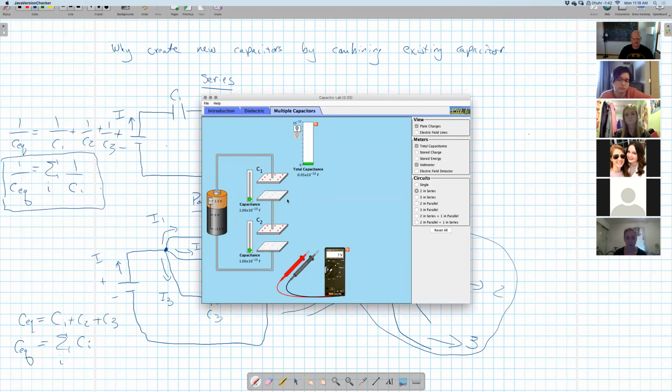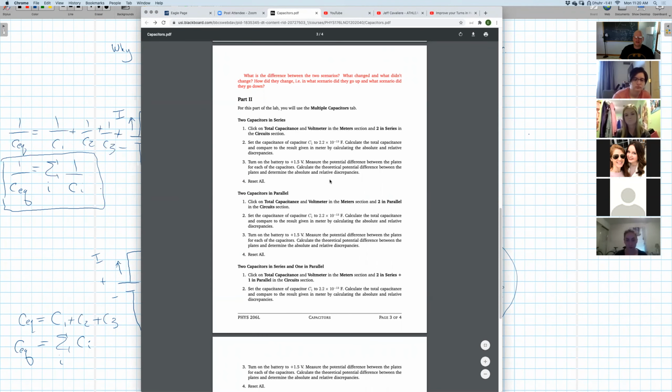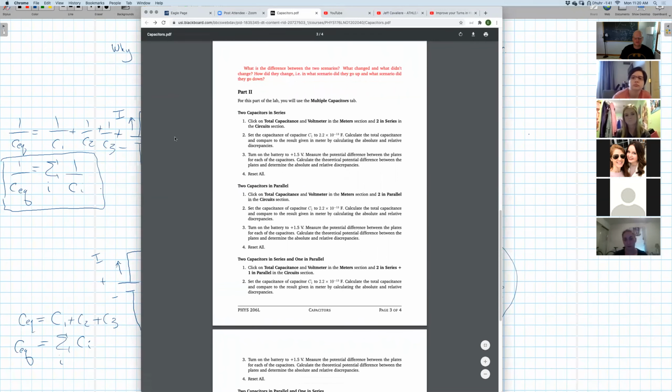Okay. So basically, from here, you want to calculate the total capacitance by hand, and then measure that using the tabs here. And then turn on the battery. You want to measure the potential difference between each of the plates, calculate the theoretical potential difference between each of the plates, and then determine the absolute and relative discrepancies. So between what it is that you calculate and what it is that you measure.